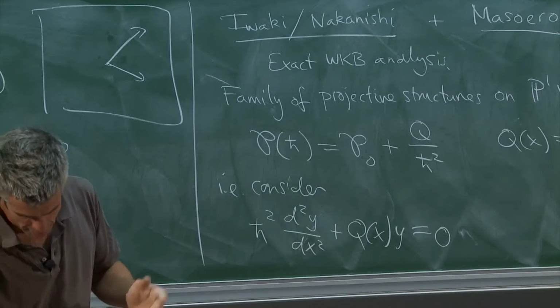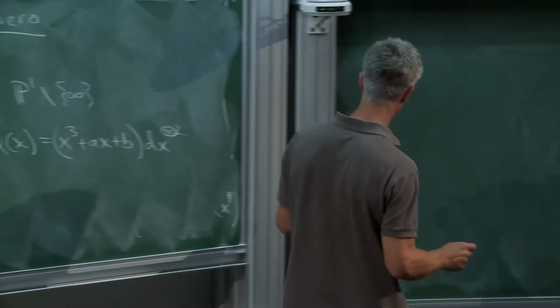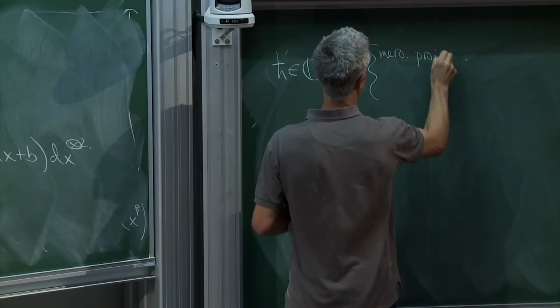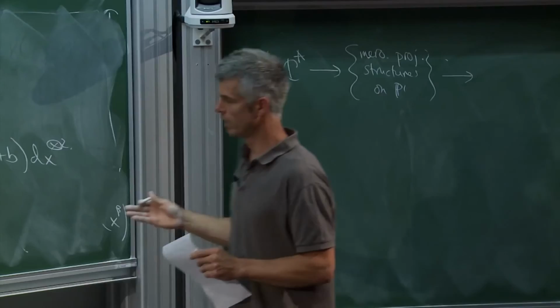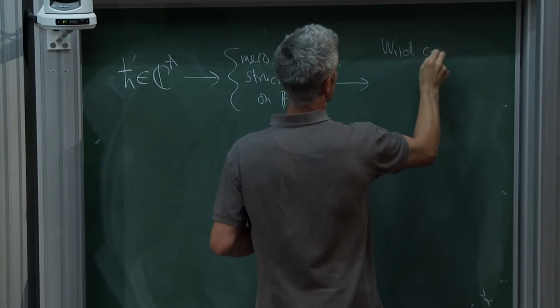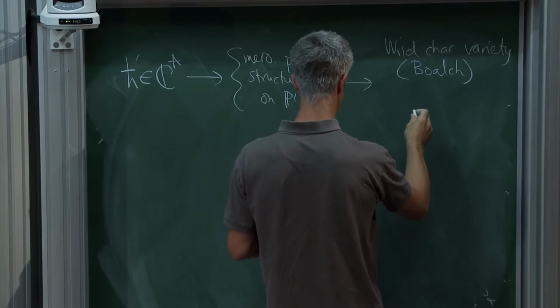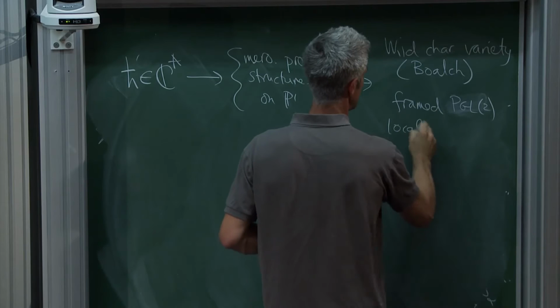Okay, I draw the following big diagram, and then I'll sit down. What I've just described is a way of getting yourself meromorphic projective structures on P1. And then I want to take just the monodromy of this thing. So there's a map to the wild character variety, where I'm thinking of the work of Philip Boalch. Or you could also think in terms of these framed PGL2 local systems of Fock-Goncharov.